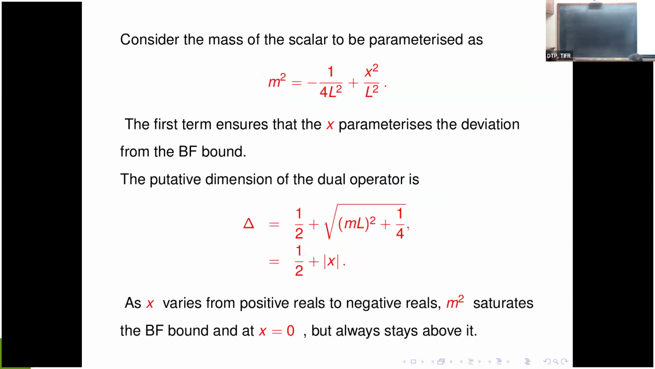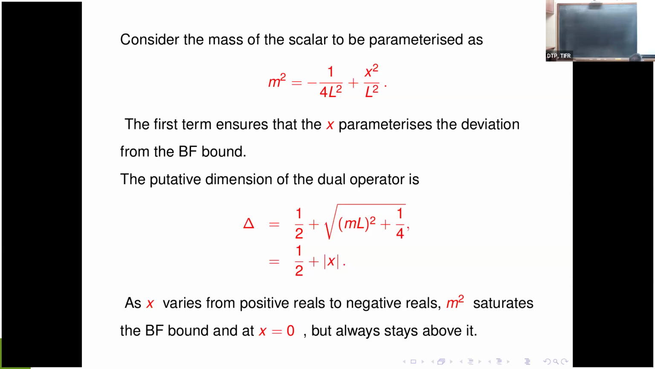Just earlier you said something about crossing the BF bound, but do you mean? You're always above the BF bound. It flips sign, I mean, the parameterization x flips sign. M squared doesn't know about that. The delta also doesn't know, but the partition function knows about it.